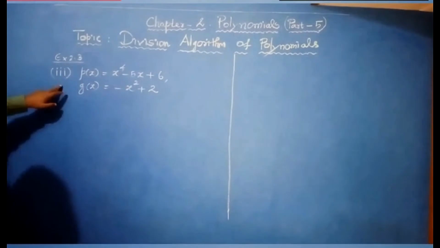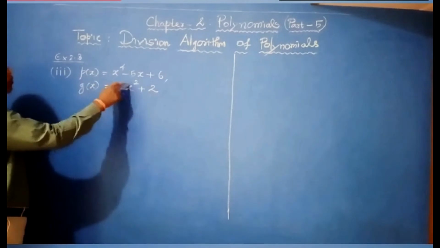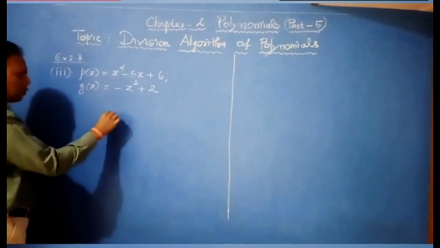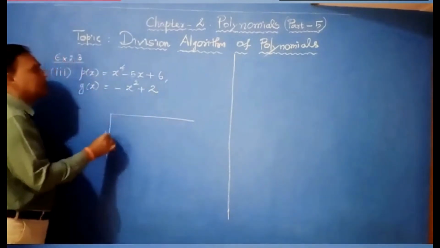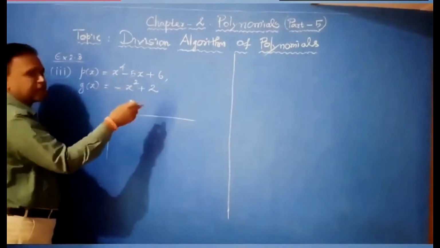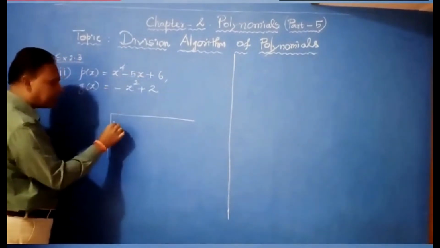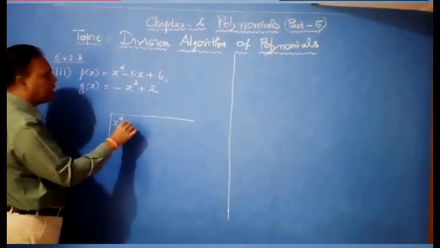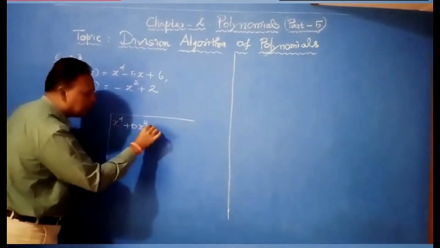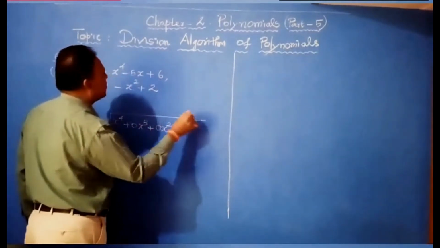You see, now we can see the third problem. Same way, p of x is given, g of x is given. So you take this one as the dividend and this as the divisor, and just divide. Already I told you, while writing the division, write in the standard form. Here there is no cube term, no x squared term, so add it using 0: x power 4 plus 0x cube plus 0x squared minus 5x plus 6.